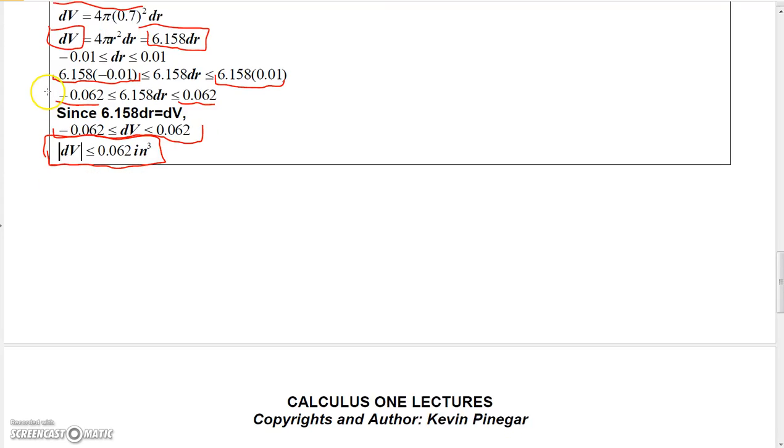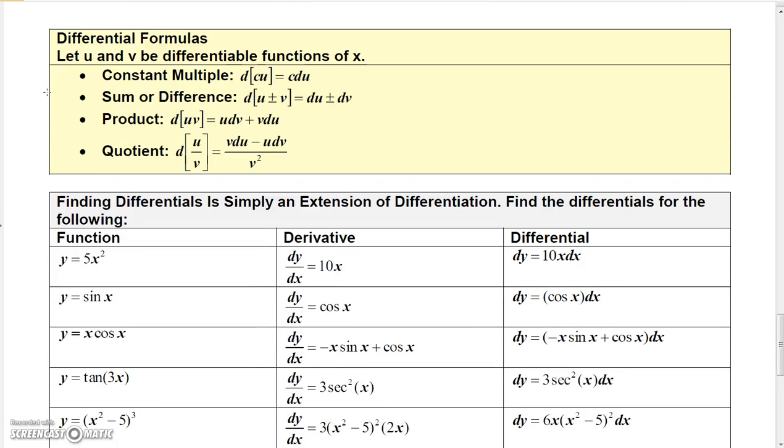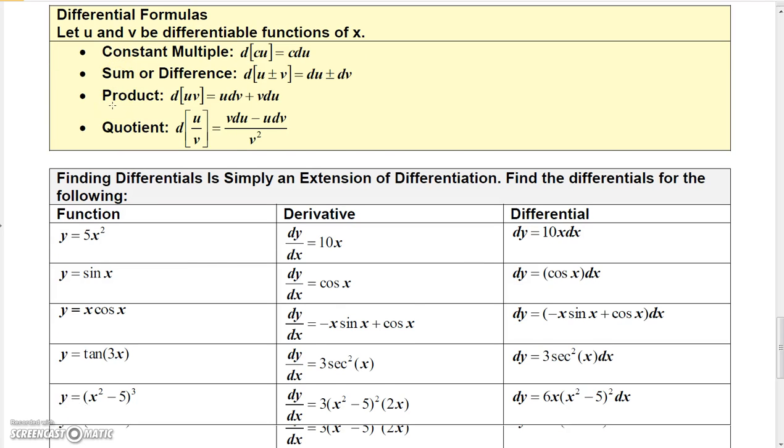So we can say the absolute value of the change in volume is going to be less than or equal to 0.062 cubic inches. The differentiation formulas for differentials basically follow the same formulas as your derivative formulas. You have the same rules, but they're for differentials.